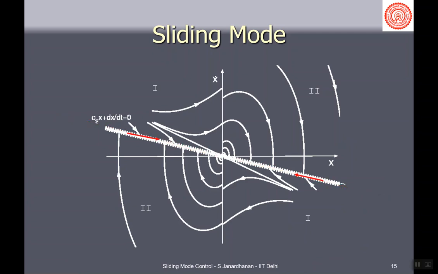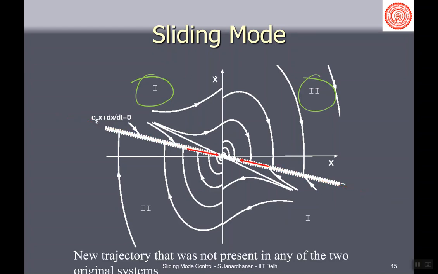Okay. And motion along this line was not a part of mode 1, it was not a part of mode 2. Earlier in VSC, what we had was that the trajectories in the VSC were either in mode 1 or in mode 2, but new behavior like stability was realized. Now you have a new trajectory that is not present in either of the two original constituent systems. So you are able to generate new trajectories also.